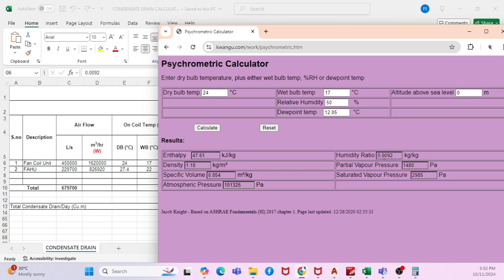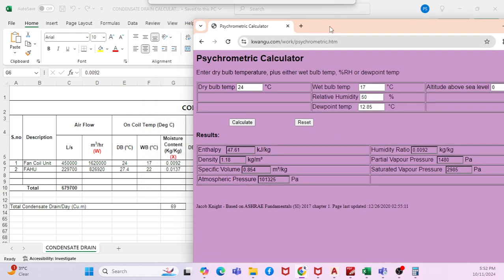So this is the humidity ratio. This is kilogram per kilogram, kilogram of moisture per kilogram of dry air. Like how much water in the moist air per kilogram of dry air. So this is the formula. When you see here, you can see 0.0092 kilogram per kilogram, based on the on coil temperature.